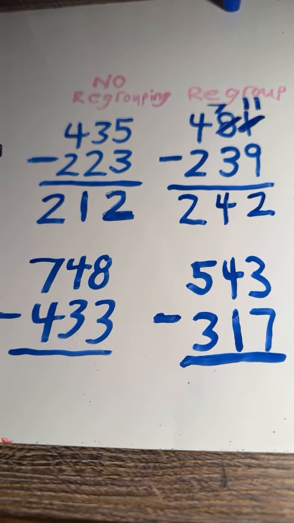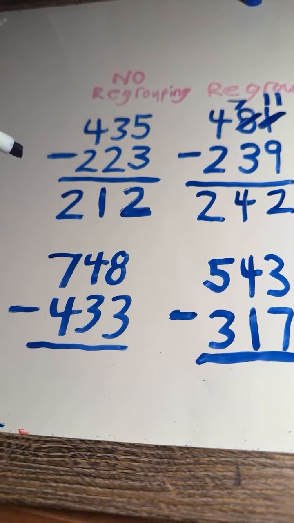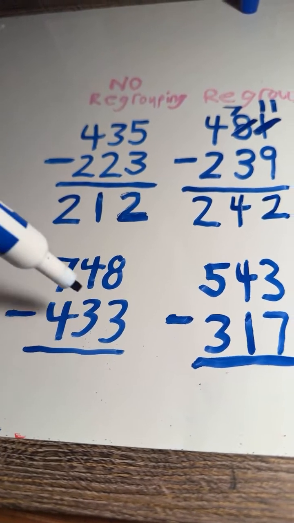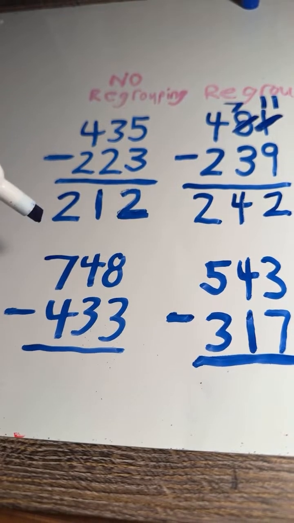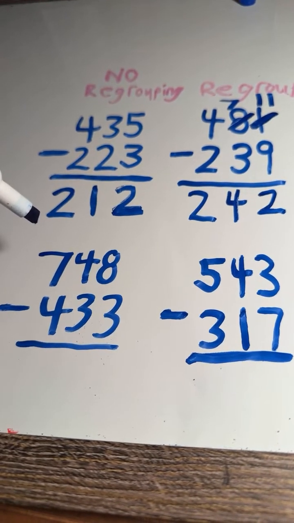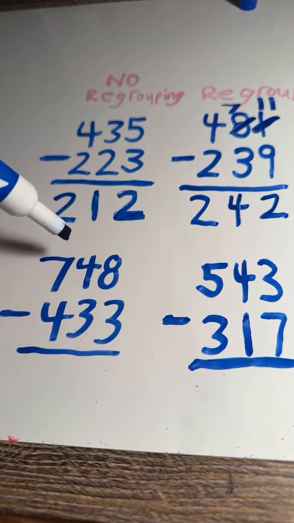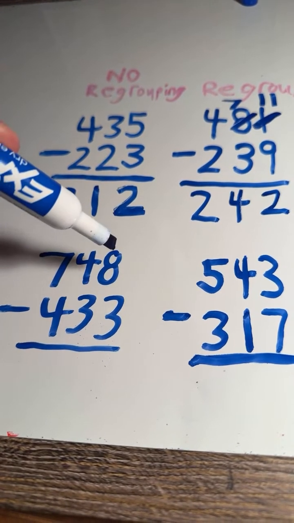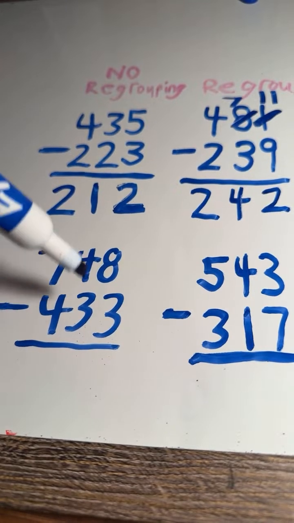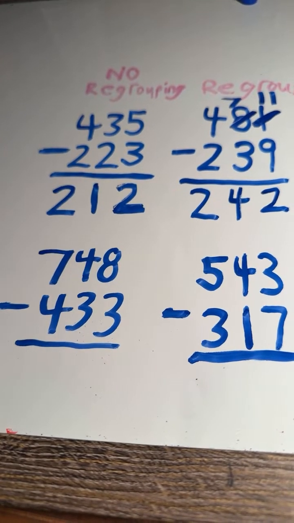All right, so we'll start with the no regrouping problem first. 748 minus 433. So again, first step before we do any subtractions is to check if regrouping is needed. And we know that it's not needed here because all the top digits are bigger. 7 is bigger than 4, 4 is bigger than 3, 8 is also bigger than 3.